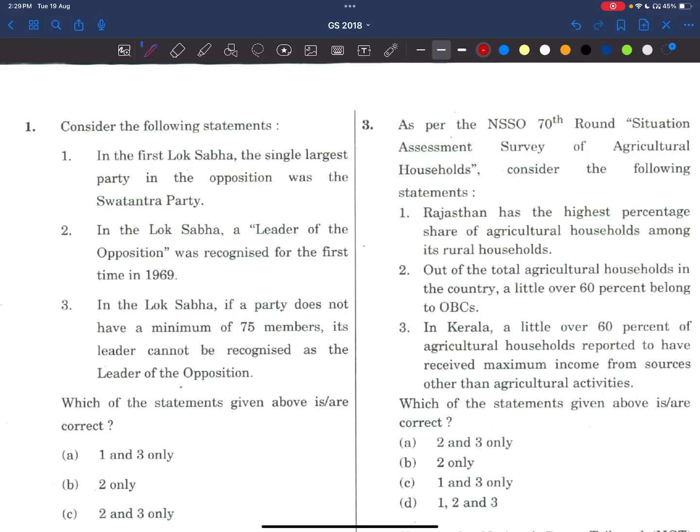Consider the following statements. In the first Lok Sabha, the single largest party in opposition was Swatantra Party. No friends, it was not Swatantra Party. It was CPI. Okay, it has won 16 seats, whereas INC, Indian National Congress, has won 364 seats out of some 489 seats. So this statement is wrong, right?